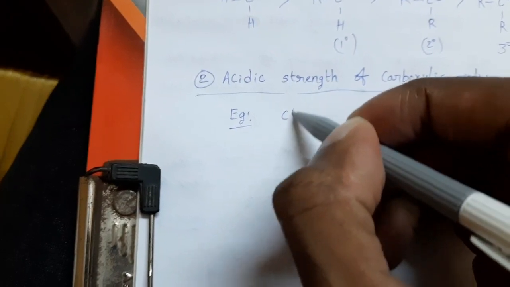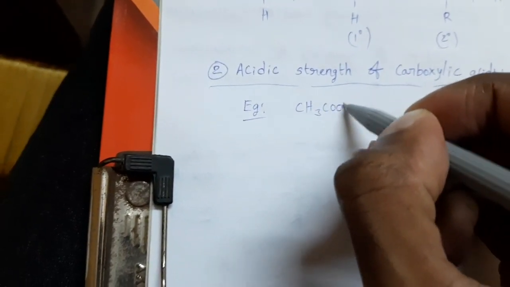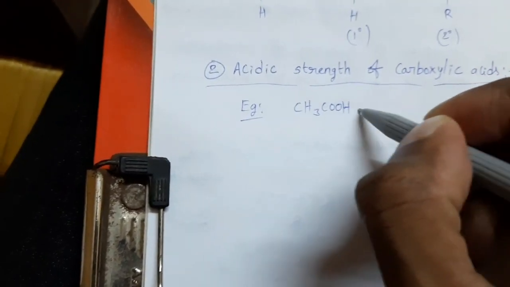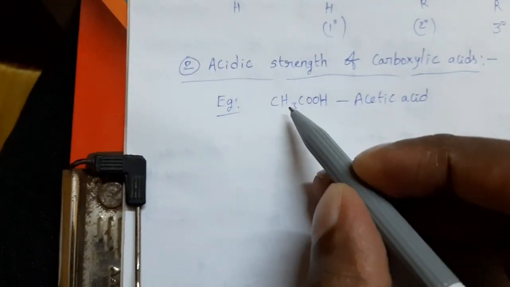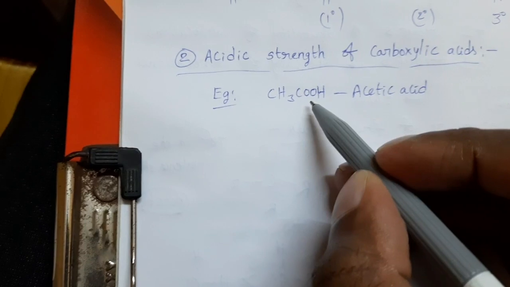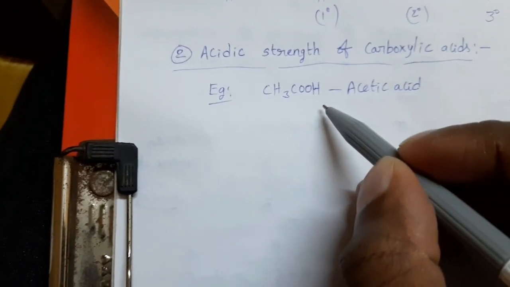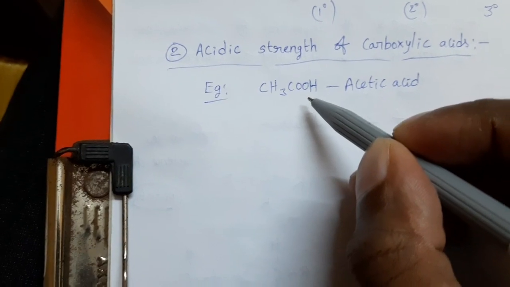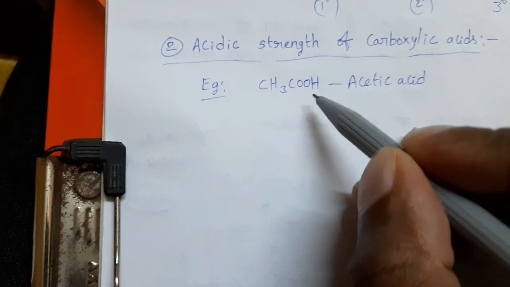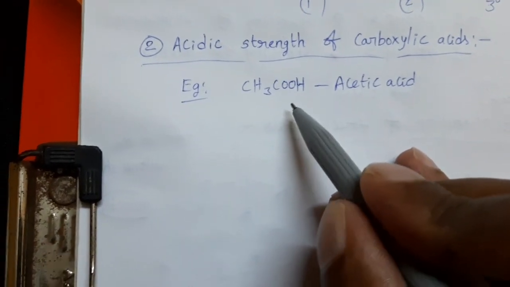Example: CH3COOH. Its name is acetic acid. In this, the CH3 group is attached to COOH. So it is an example of a carboxylic acid. This compound can produce H plus ions. That's why it is called an acid.